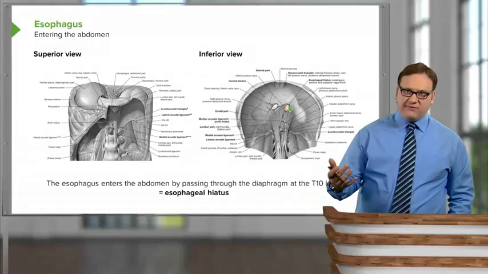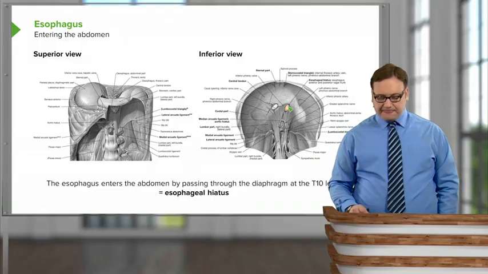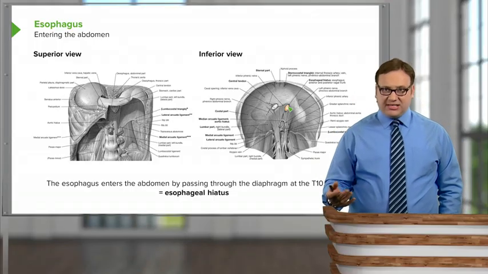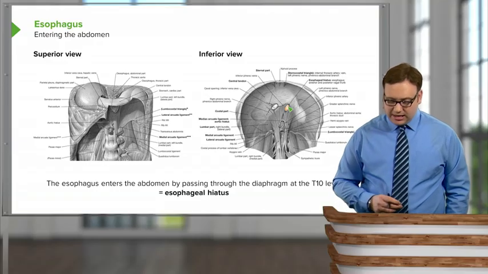So the inferior vena cava at T8, the esophagus at T10, and the aorta at T12.